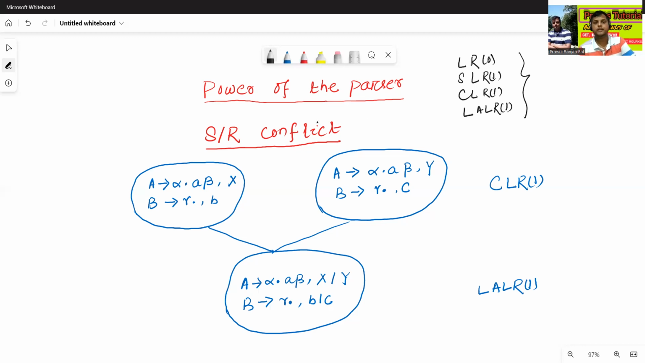So, power of the parser. First we'll see the SR conflict in case of CLR1 and LALR1.